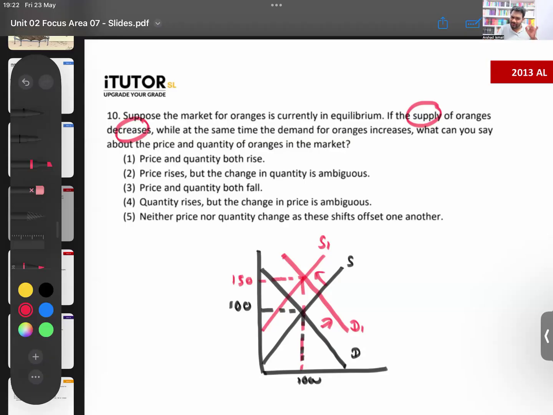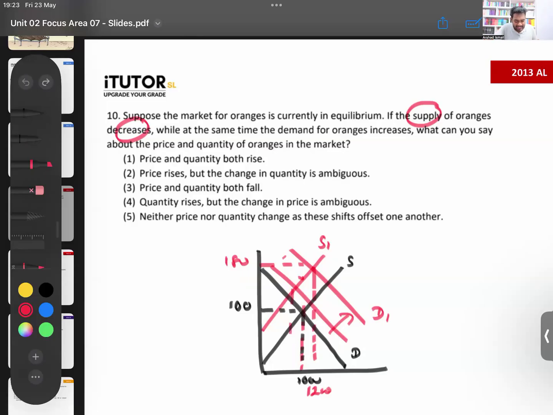But they have never told me that the demand and supply are changing by the same proportion. What if I increase the demand a lot? Let's say demand is increasing much more than the supply fall. Let's say, for example, now my demand is here. Now what will happen? Now also the price will increase, let's say 180 now. And now if you see, the quantity has increased. Quantity, let's say, is 1200. What if the demand increased only very little? Then the quantity will fall.